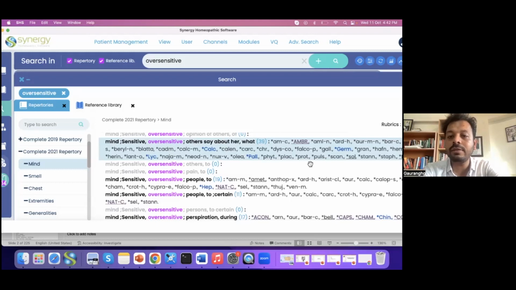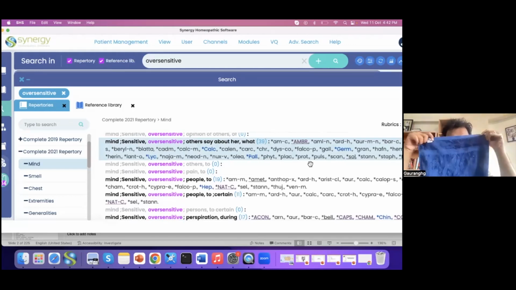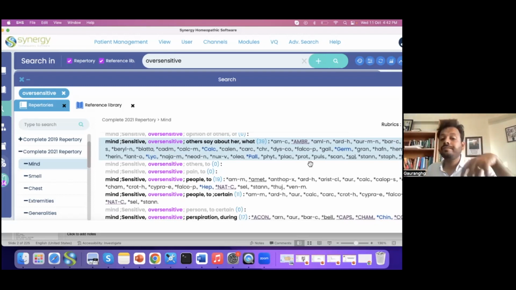Sensitive about what others say about them. Ambra. Ambra is so conscious about what others say about them. Very often I have seen Ambra patients during the consultation not even look up, they will be looking down. Or they will be hiding. This is very typical for Ambra.